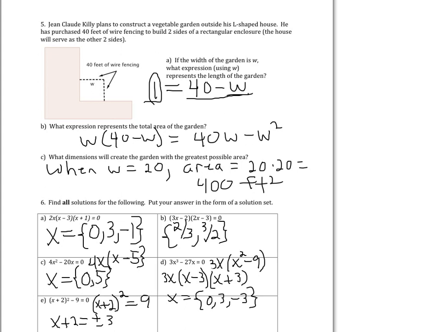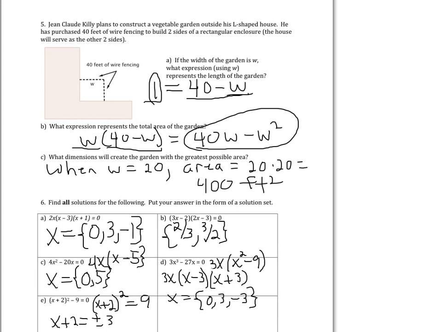The expression to represent the total area of the garden then has to be the width times the length. The length we said can be expressed as 40 minus W. That gives us 40W minus W squared as the expression for the total area of the garden.